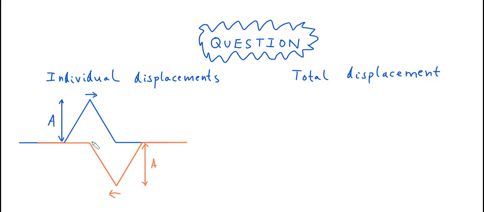Just want to point out that this point here of zero displacement for the orange wave is in line with this point of maximum displacement of the blue wave, and similarly this point of zero displacement here is in line with this maximum negative displacement down here. So once again, please pause the video and have a think about what the total displacement would look like.